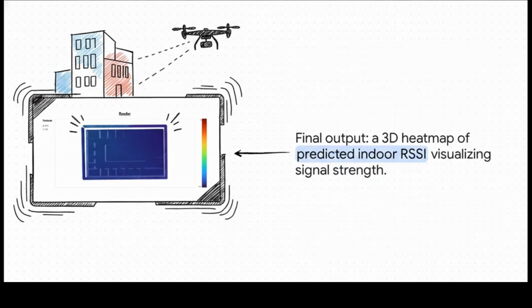So after all that math and all that architecture, what do we actually get? We get this. A complete high-resolution 3D heat map of the predicted indoor RSSI. We can now see, floor by floor, room by room, exactly where the signal is strong and where it's weak. And remember, all of this was generated from that one drone flight on the outside.